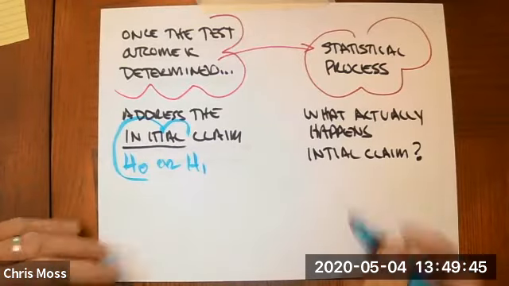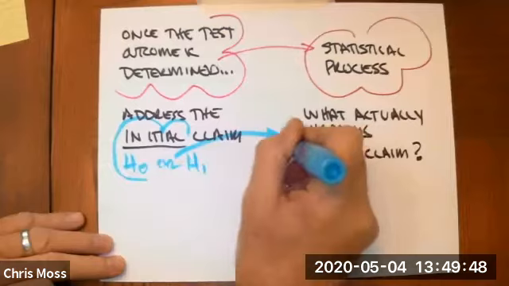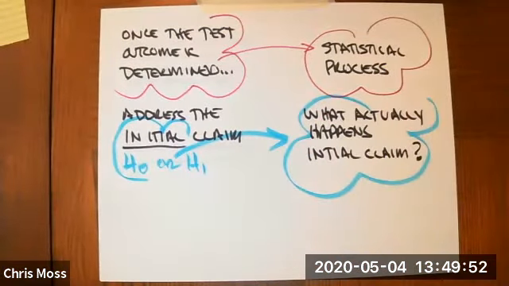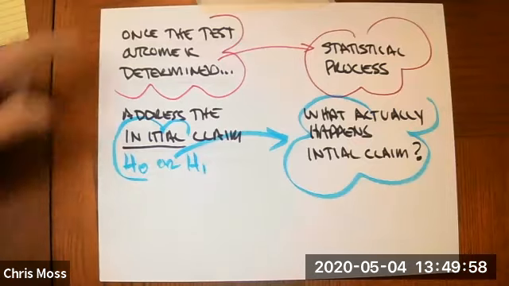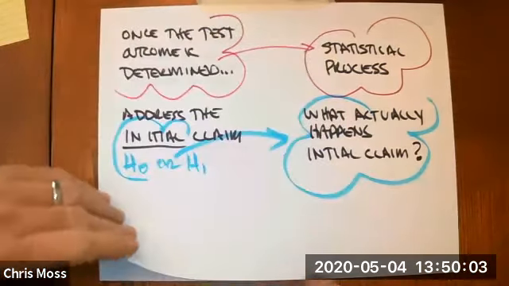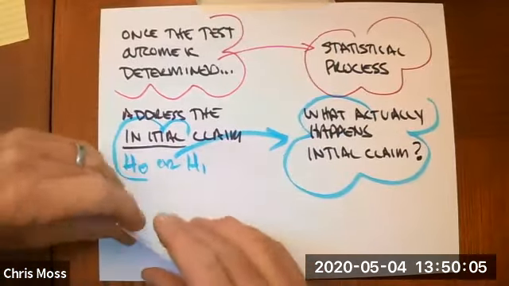So it's really a two-step process at the end. Once the calculator and the calculation tells us what we need to know, we really need to address the initial claim and convey those results. Now let's take a look at an example or two, and then we'll be done here.